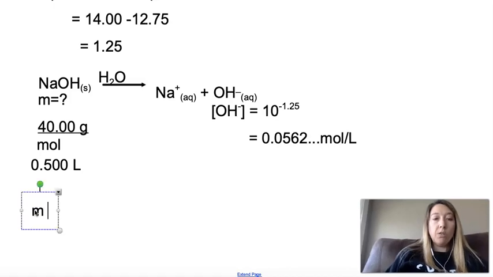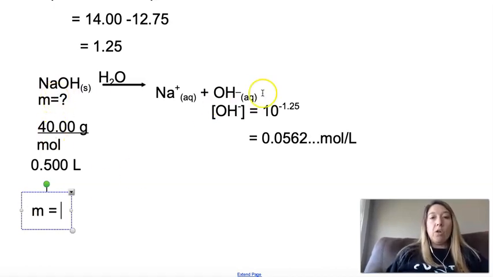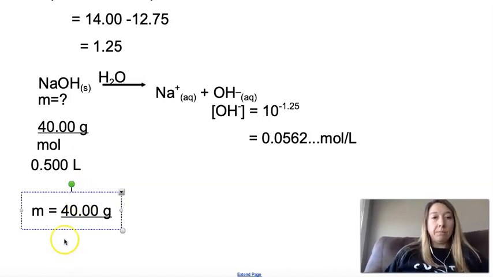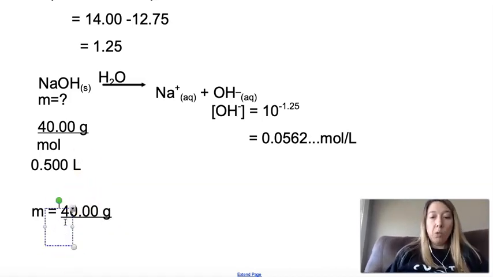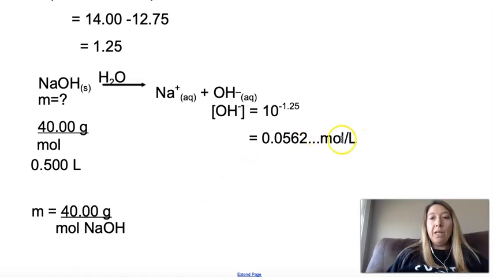So now we're trying to solve for mass. So we think about what unit mass has. Mass has units of grams. So I look at all the different givens that I have. This has grams. It's associated with NaOH. So this is what I'm going to start with. So I'm going to start with that 40 grams, and that's going to be per mole of NaOH. I need to get rid of moles of NaOH. The only other place I have moles is over here with hydroxide.